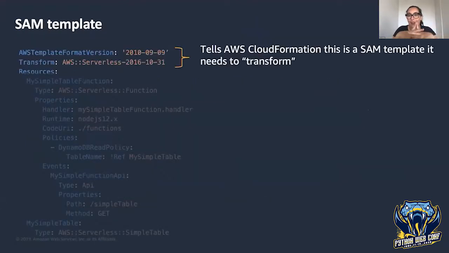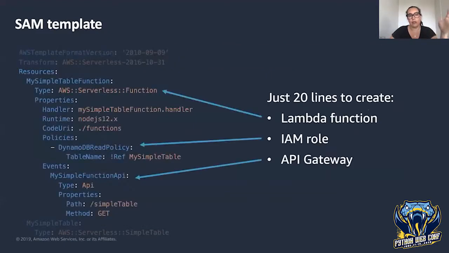So this is how a SAM template looks, and I will go into the details of it. The first bit is just to tell CloudFormation that we need to transform this into CloudFormation. This is SAM. Then there are around 20 lines of code, and there you will see how to create a Lambda function, the code for it. You will see the information to create a role for AWS. You will see the information to create an API gateway. Everything will be defined in those 20 lines of code.